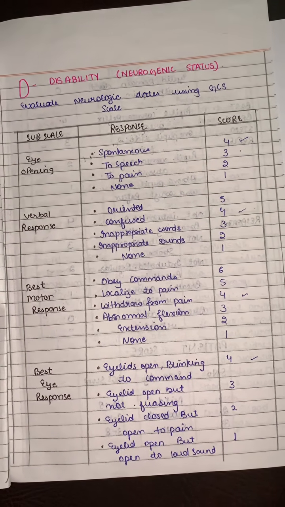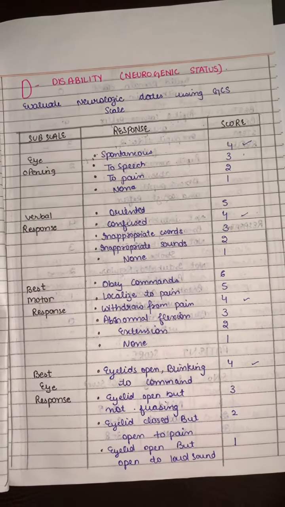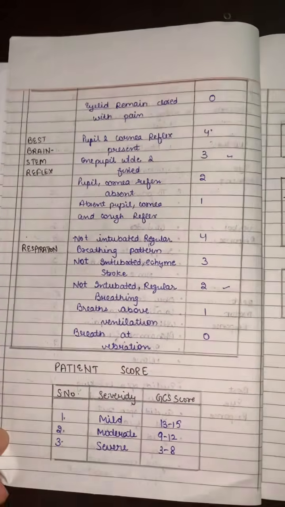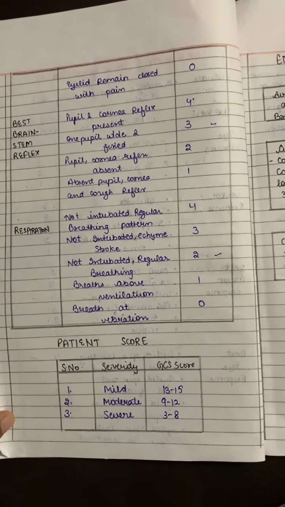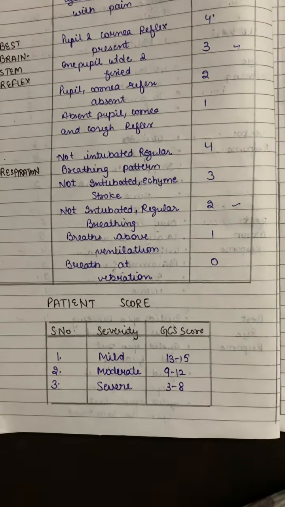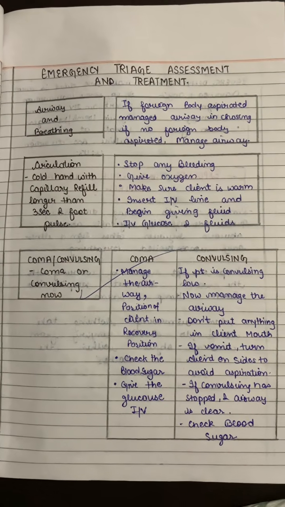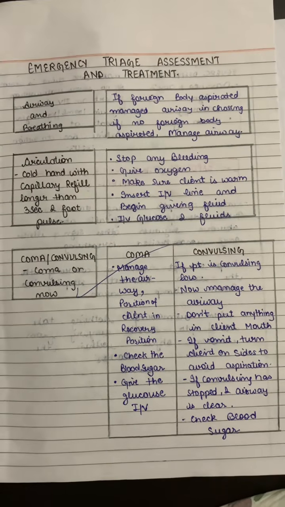It includes various aspects, that is eye opening, verbal response, motor response, best eye response, brain stem reflex, and respiration, and we have to score the patient. The last one is emergency triage, in which we have to categorize the patient according to the scoring.